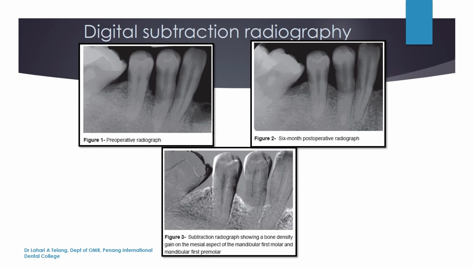So, subtraction radiography showing a bone density gain on the mesial aspect of the mandibular first molar and mandibular first premolar. So, these areas. That is the advantage of subtraction radiography.